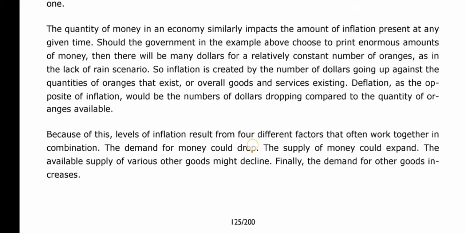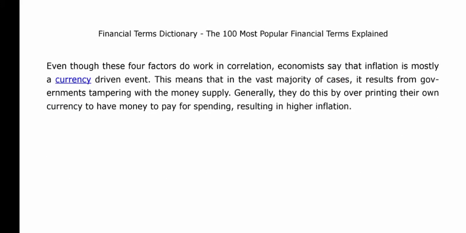Because of this, the level of inflation results from different factors that often work together in combination. The demand for money could drop, the supply of money could expand, the available supply of various other goods could match the line, and finally, the demand for other goods increases. Even though these four factors do work in correlation, economists say that inflation is mostly a currency-driven event.